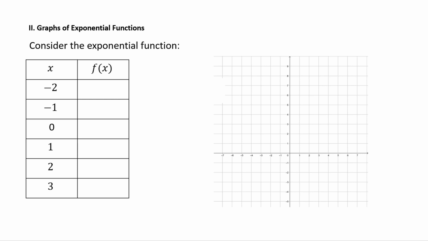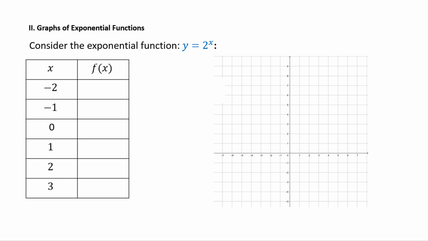Roman numeral 2, graphs of exponential functions. Consider the exponential function y equals 2 to the power of x. Let's get a visual of what this graph looks like. Begin with a t-chart, x in the first column, f of x or y for the second column, and we choose values for x. I'll choose -2, -1, 0, 1, 2, and 3, and we will evaluate each of these input values in the function y equals 2 to the x.